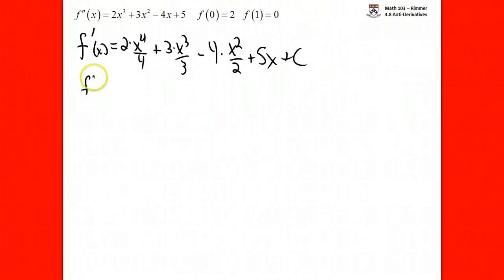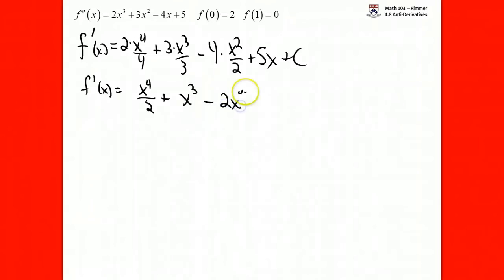Some of you on the exam tried to go and do a second derivative before you simplified the first derivative. It made your life harder. Let's simplify this before we do it again. We get x to the 4th over 2 plus x cubed minus 2x squared plus 5x plus c.